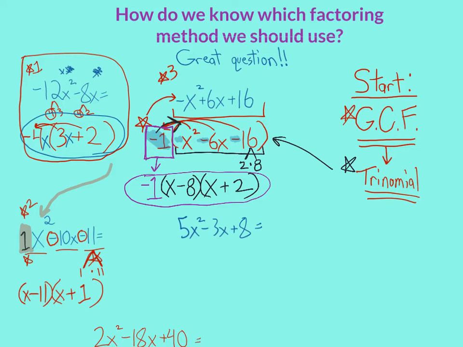Now let's look at the fourth example. Again, we'll start with GCF and we'll look for something common. I can look for a variable in each, but there is no x in that last term, so I can't pull out any x. Then I can look for the coefficients: a 5, a 3, and an 8. There's no common value I can divide out of a 5, 3, 8.